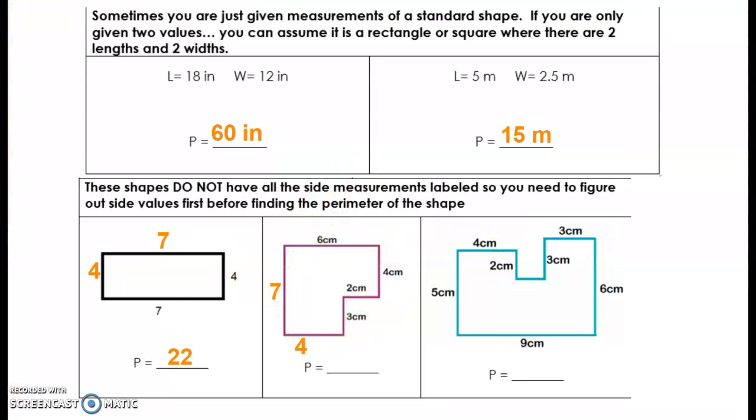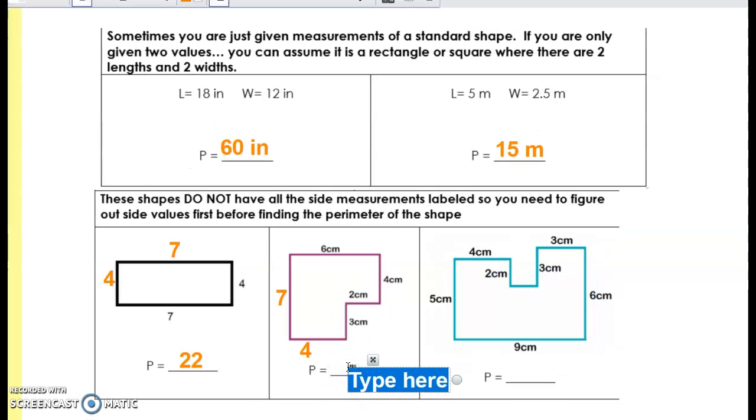So now that you have all of the side measurements identified, you are able to find the perimeter by simply adding up all the side values. So 6 plus 4 plus 2 plus 3 plus 4 and then plus 7 is going to give you the value of 26. So my perimeter for this middle problem is 26, and again, including those labels.